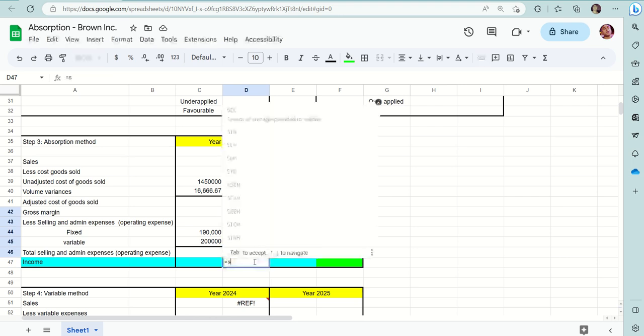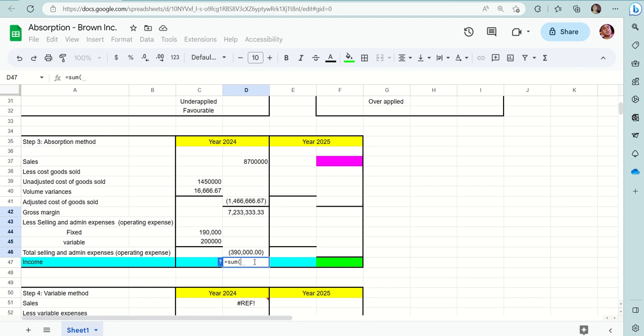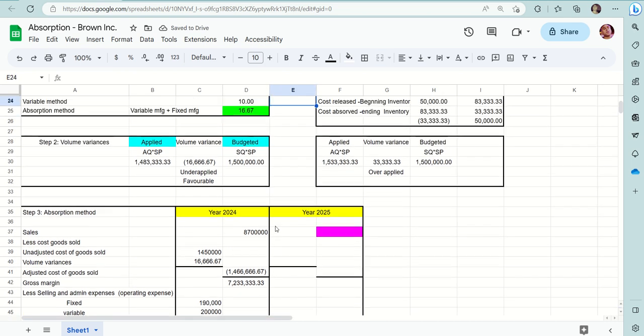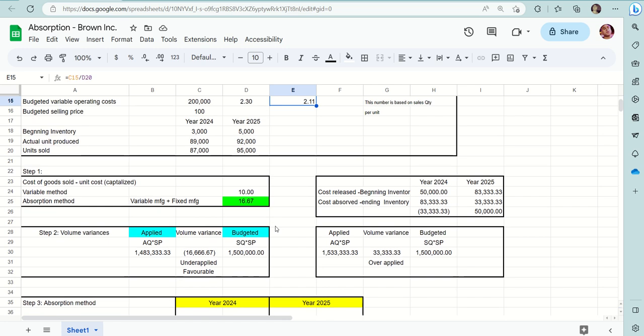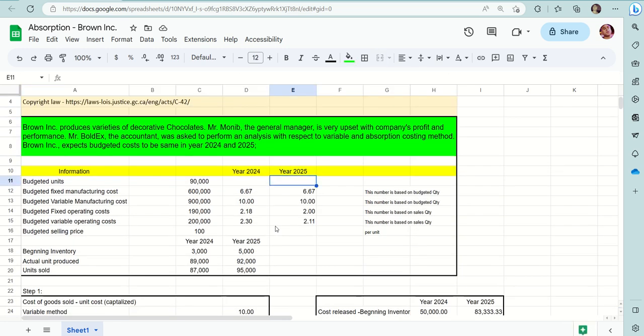It's a good idea to start summation from the lower row or lower column. Okay, the same way. We're going to also do the same thing here as well. It's easier.